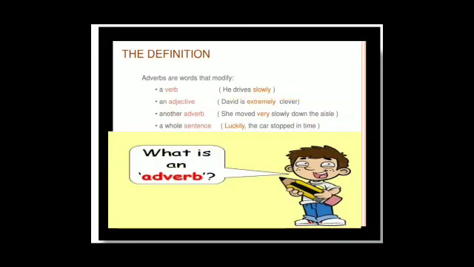Okay, examples you can see: she moved very slowly down the aisle. Here you can see that very slowly, slowly is also an adverb, and it is the adverb which modifies another adverb. You can see very. Okay, next, a whole sentence: luckily, the car stopped in time. Okay, we move to the next slide.